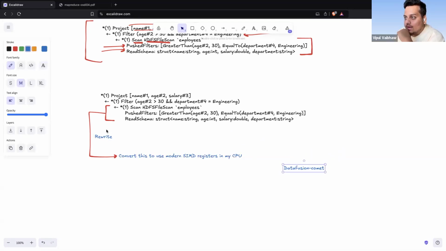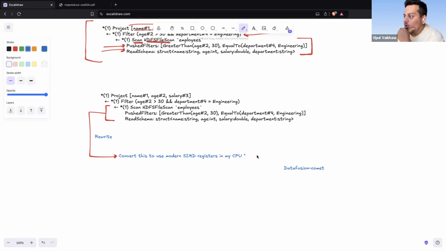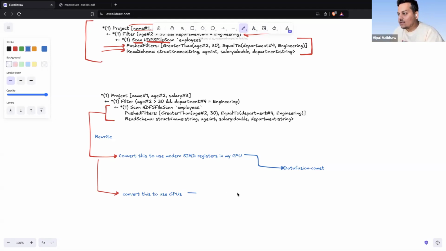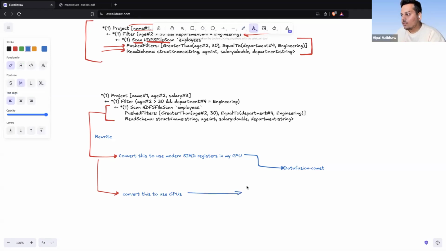So if you want to rewrite and convert this to use modern SIMD registers in CPUs, then Data Fusion Comet is a good project. If you want to rewrite this and convert this to use GPUs, same physical plan, but can we convert this to use GPUs? Yes, we can. And the project is NVIDIA Rapids.